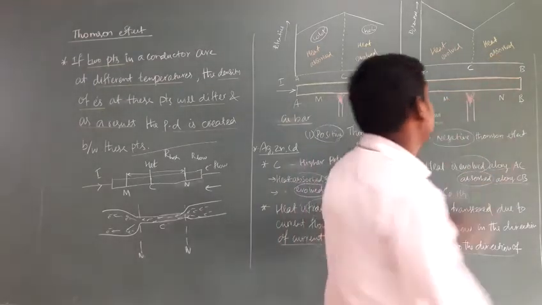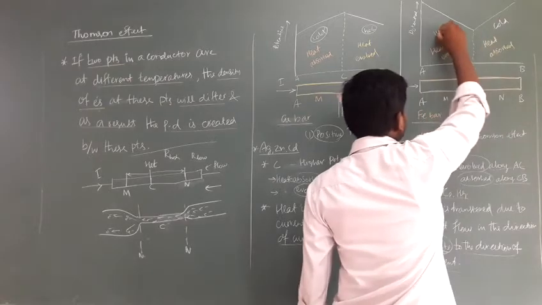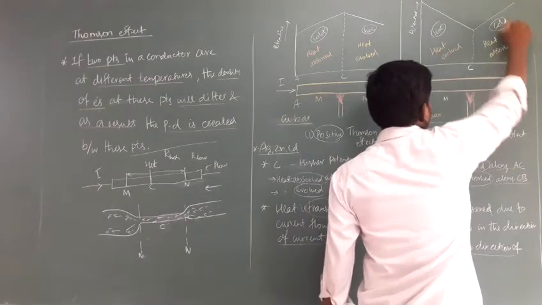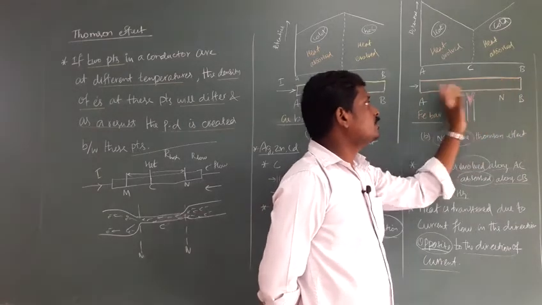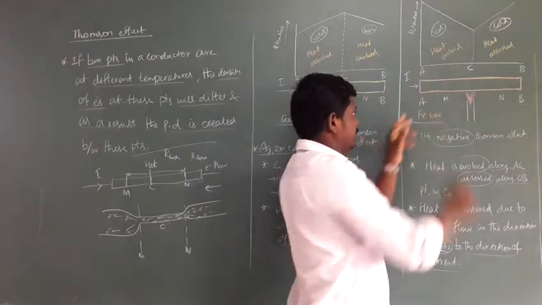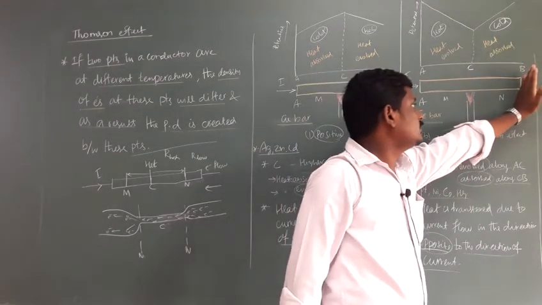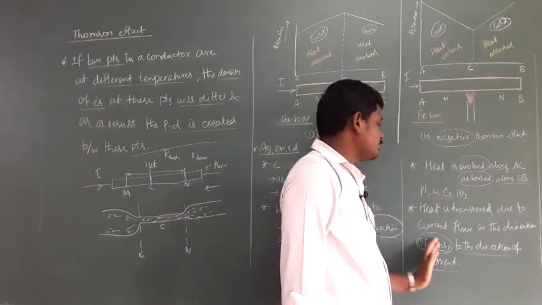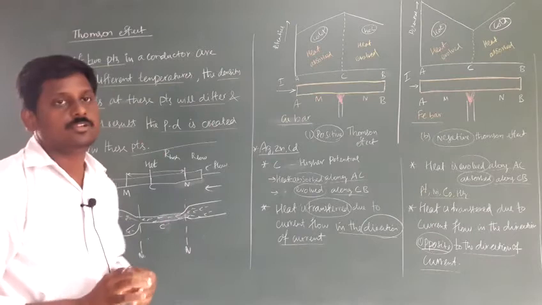Here heat is absorbed means it is cold. Heat is evolved means it is hot. So heat is transferred opposite to the direction of current. Current flows in this direction along AB, and heat is transferred from this point to that point, which is opposite to the direction of current. So this is explained in your book.